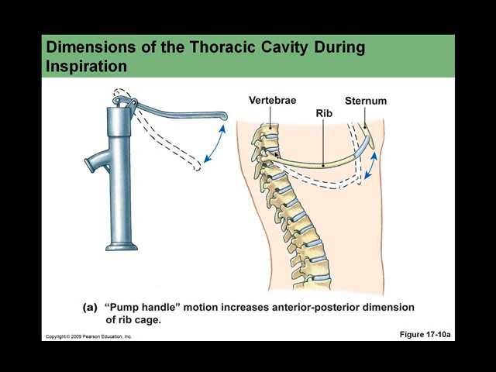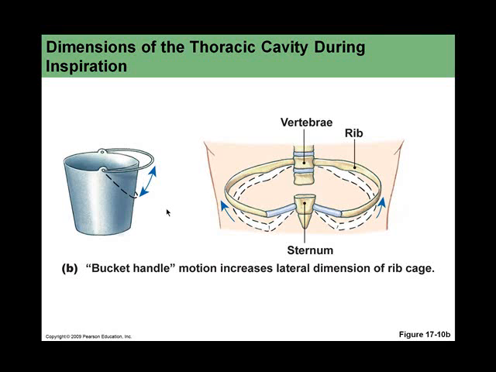And it really is from the posterior to the anterior dimension, as well as side to side, lateral to lateral. So the rib is often compared to a pump handle type of a motion that increases the anterior to the posterior dimension of the rib cage. And we see that illustrated here. But also there's the bucket handle analogy where we increase the lateral dimension as well.